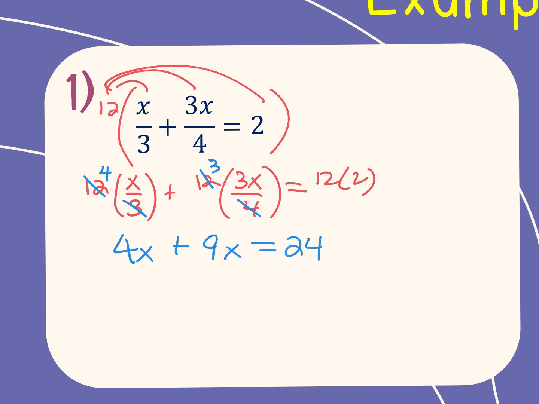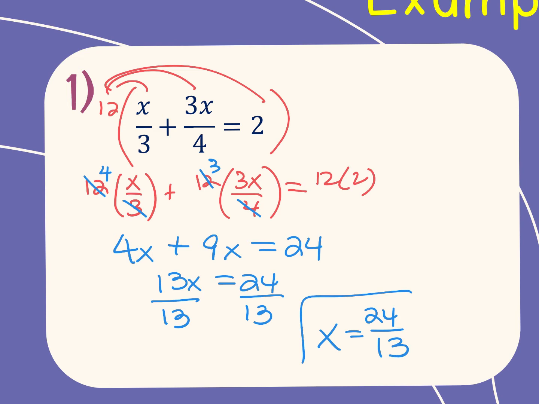My goal here is not to get a denominator of 12. I'm trying to eliminate the denominator. That's why I'm multiplying each piece by the LCD to get it to simplify. Now I'm going to combine my like terms. These are on the same side of the equal sign, so I'm just going to add them. And now my next step is division. I divide both sides by 13, and I get x equals 24 over 13.